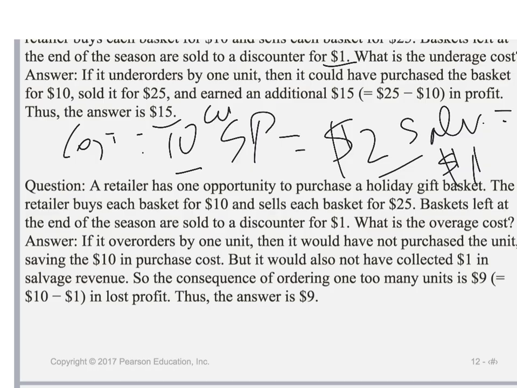Here's the question. It says, building on the same example now, what's my overage cost? So first it was my underage cost, which is my lost profit, which is $15. Now my overage cost is how much am I going to lose, right? So I bought the basket for $10, but I can only salvage it for $1. So I'm losing $9, not $9 in profit, just $9 period, at the end of the season.